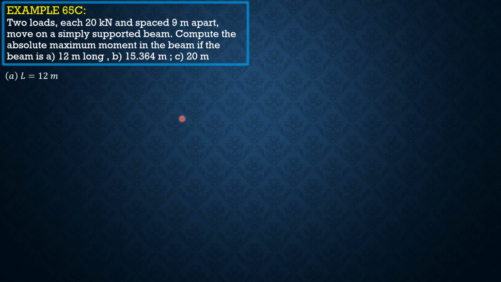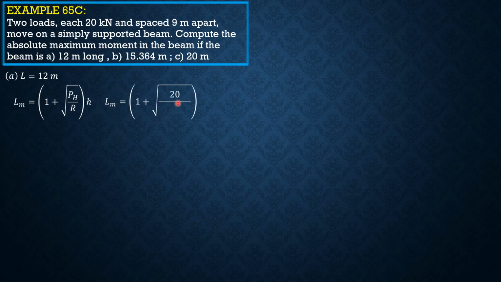And L sub M is given by quantity 1 plus square root of P heavy over R times H. Remember the formula. So substitute LM equals quantity 1 plus 20 over R is 40, 20 plus 20, there are two equal loads, and times 9. So L sub M is 15.364, this value here.